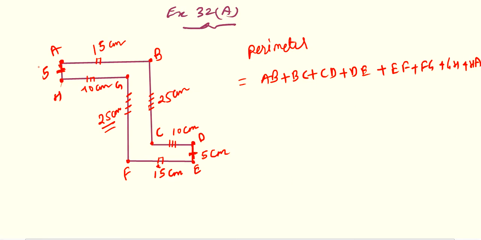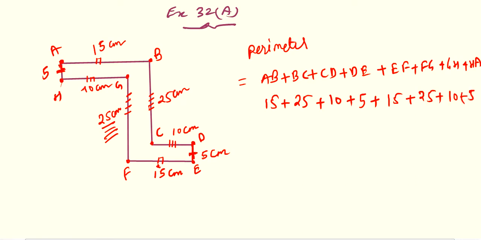As you can see, the value of AB is 15, so write 15 plus BC 25, so here 25 plus CD 10, DE 5, then EF 15, then FG, how much? 25. Then GH, this one is 10 centimeter, then last HA 5. So add this: 40, then 50, 55, 70, 80 and 30. 110 centimeter is the required perimeter for this diagram.